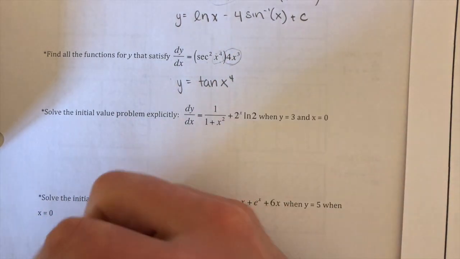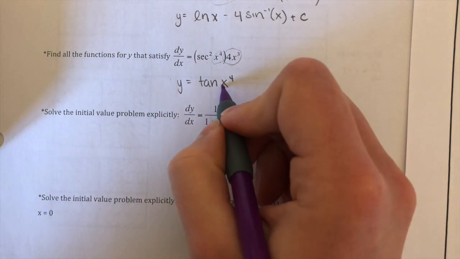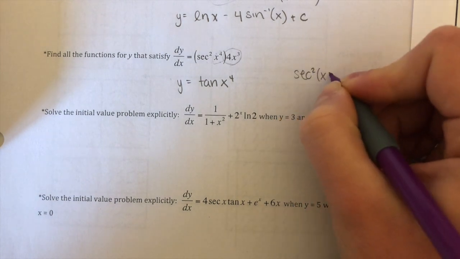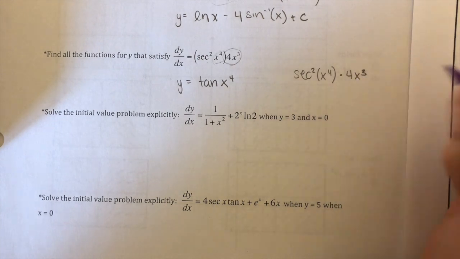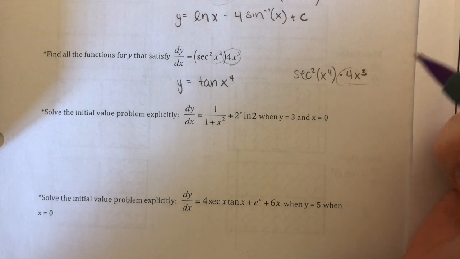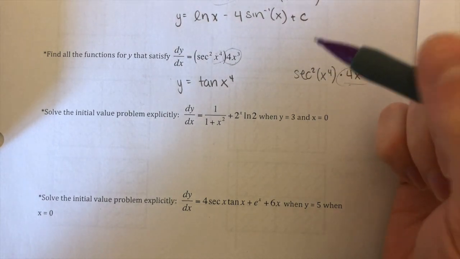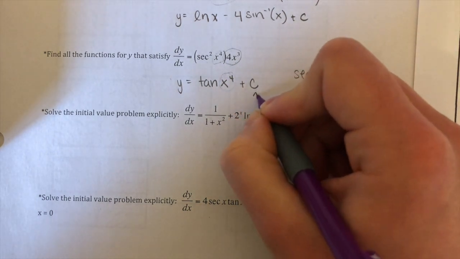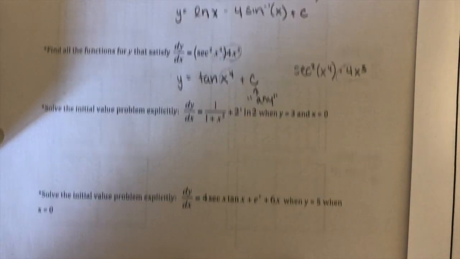Okay, where did this come from? When we do the derivative of this, if we work backwards, this is going to be secant squared of x to the 4 multiplied by 4x cubed because of that chain rule. So we don't have to do a separate step, we just have to think through the chain rule, right? Because we'd have to do the derivative of what's inside here. And then that any function means that we have to add a c value, okay?